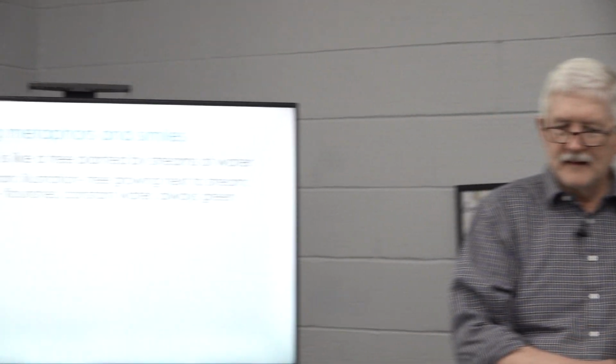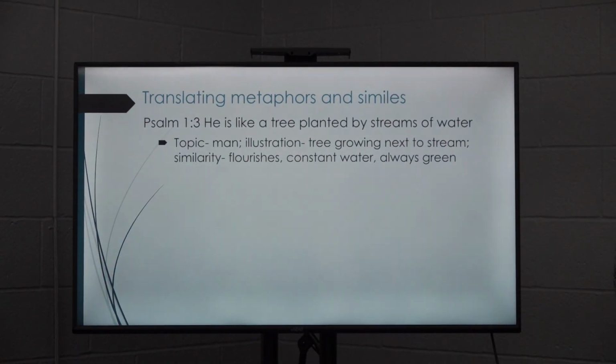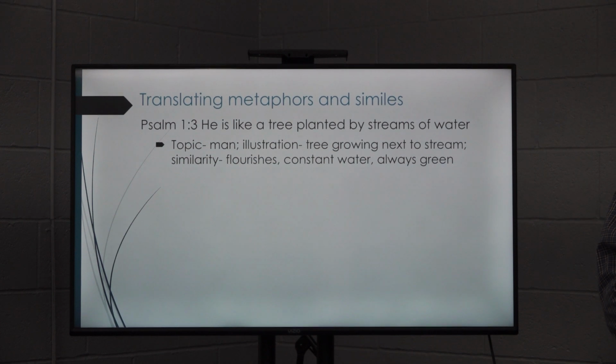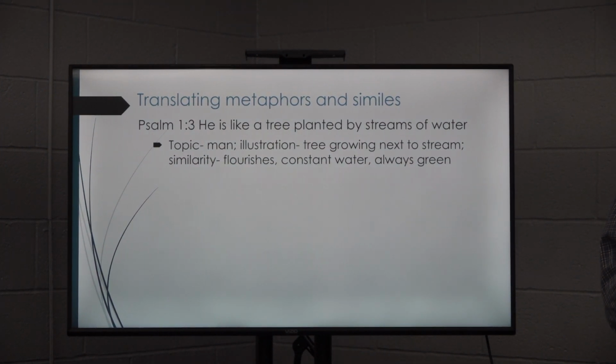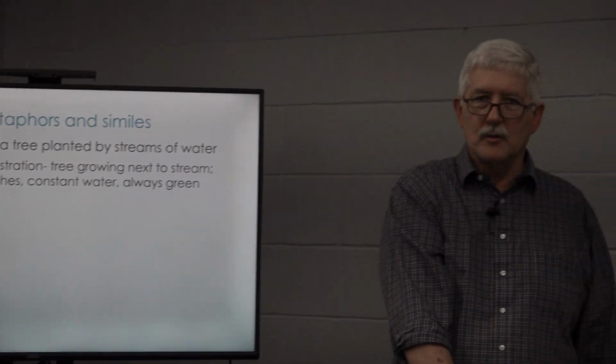Okay, so the topic is the man. The illustration is a tree growing next to a stream. And the point of similarity is that it flourishes. There's a constant water source. The roots of the tree go down to the underground water source of that stream or river. And because of that, it's always green.